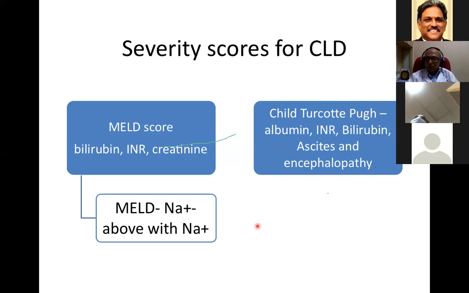And the problem with the MELD is that it's a very complex calculation, and there are calculators available that you can use on your phone, which can calculate this for you when you put in the values. So there is MDCalc or MedCalc or many calculators which can do it for you at the bedside. And then the other one is the Child-Pugh score, which takes into consideration a few clinical parameters in the form of ascites and encephalopathy, and then looks at albumin, INR, and bilirubin. And again, you've got A, B, and C, which help us to prognosticate the mortality.